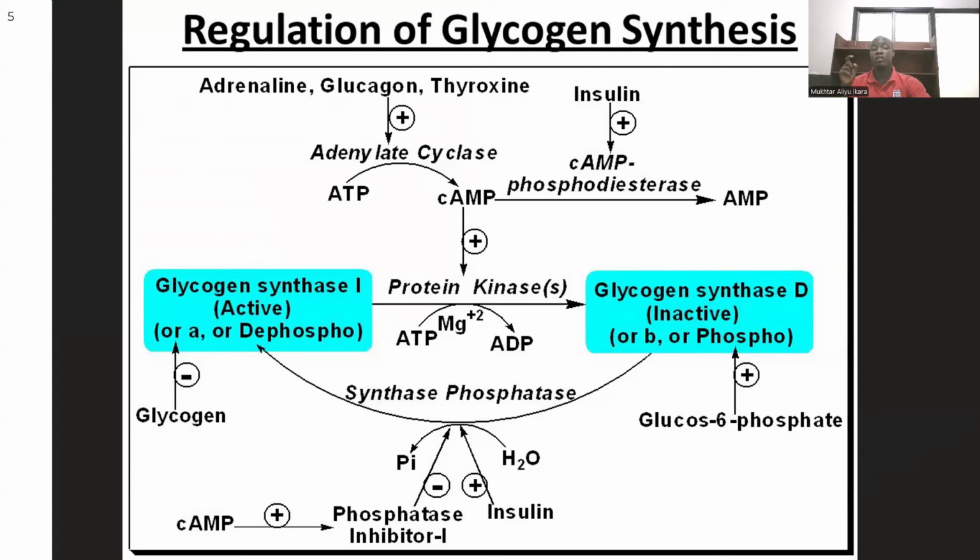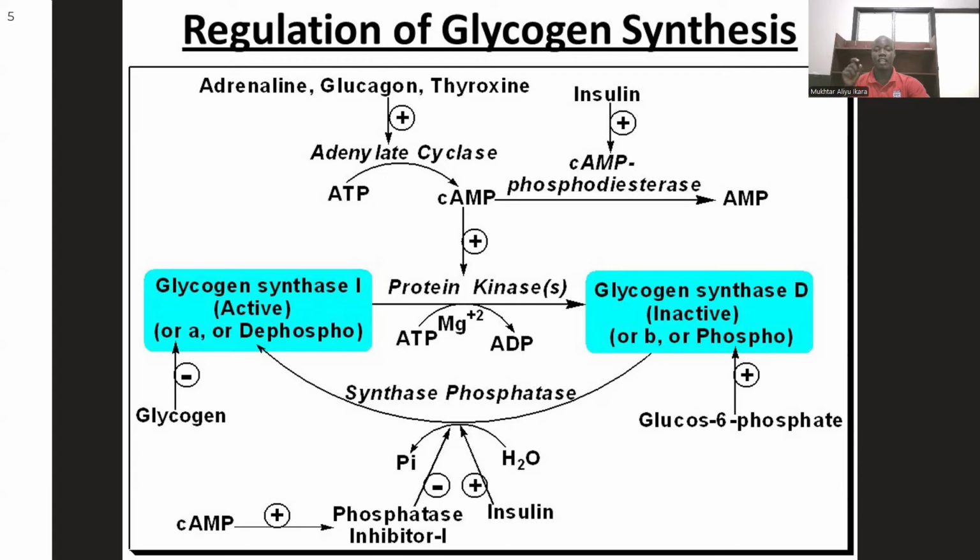The receptor to which these three major hormones bind is a G protein-coupled receptor. So these hormones bind to the receptor, and then the message is sent into the liver cells or the muscle cells, and ATP will be converted into cAMP. This is done by adenylyl cyclase, which converts ATP into cAMP. And this cAMP is a positive regulator of protein kinase.